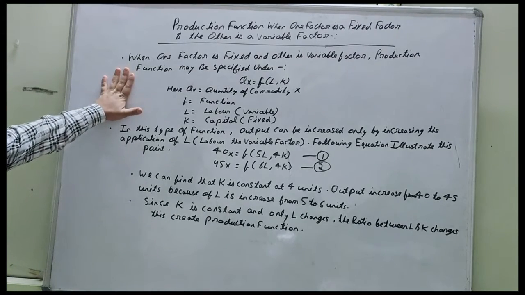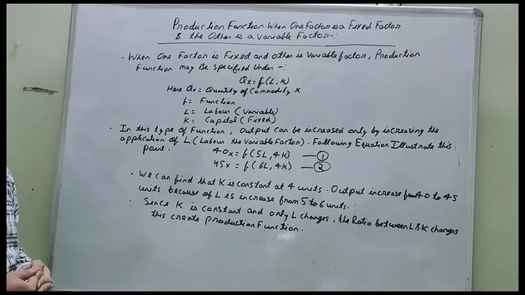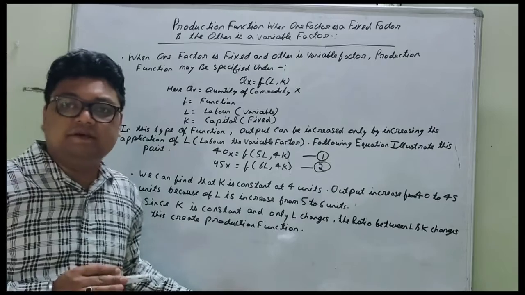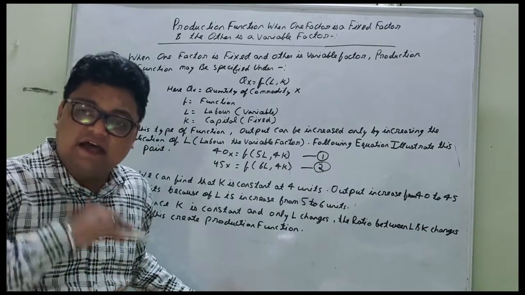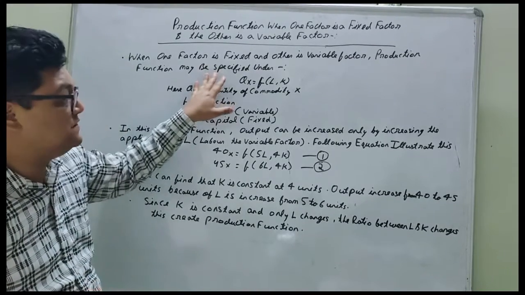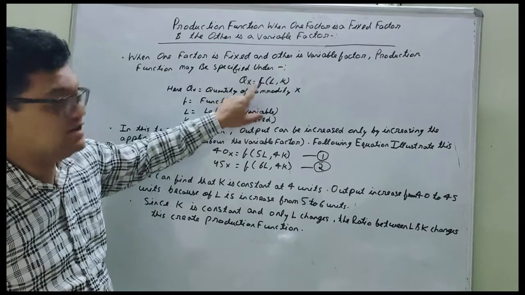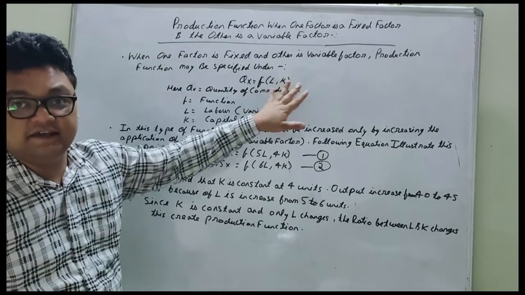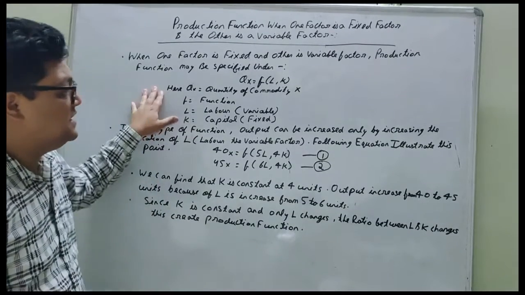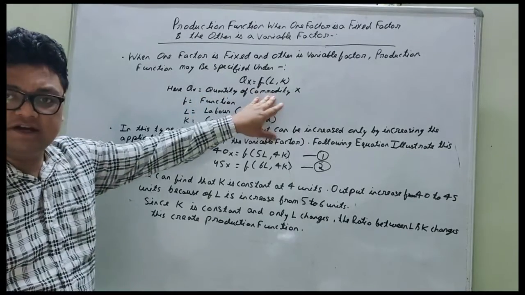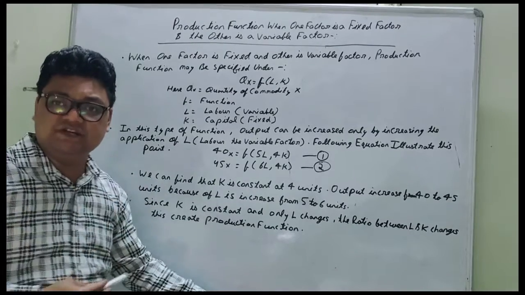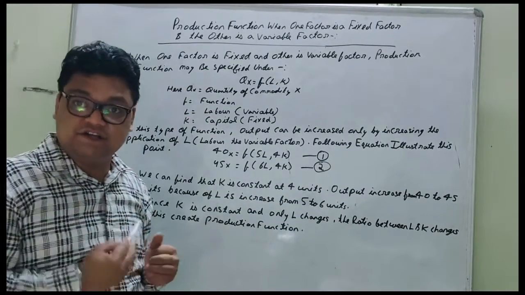When one factor is fixed and the other is a variable factor, the production function may be specified as under. If this situation is created, where one factor is variable and the other factor is fixed, it can be expressed with this formula: Qx = F(L, K). I told you in the previous class what this statement means. Qx means the quantity of commodity X, whatever the commodity is. For example, t-shirts, so Qx will represent the quantity of t-shirts.